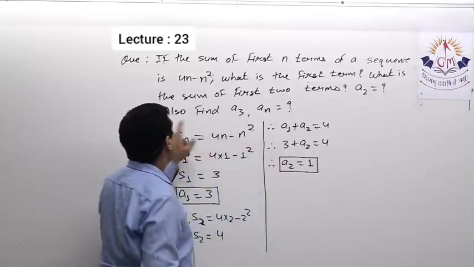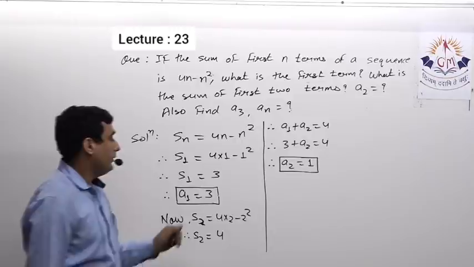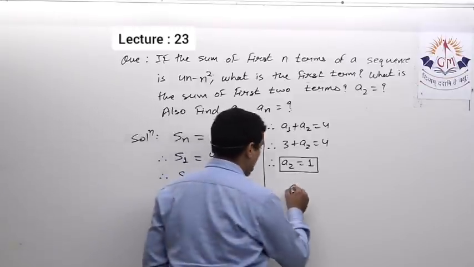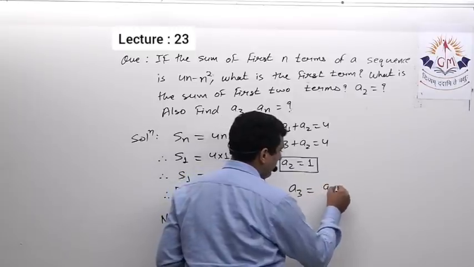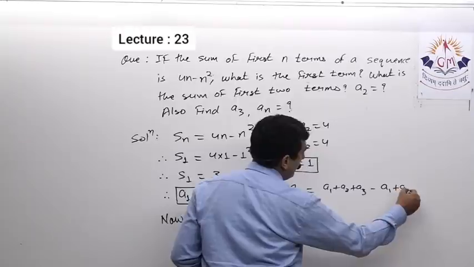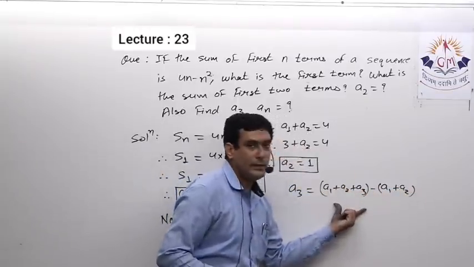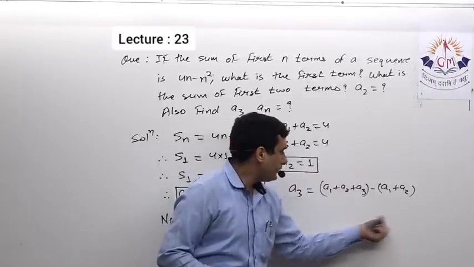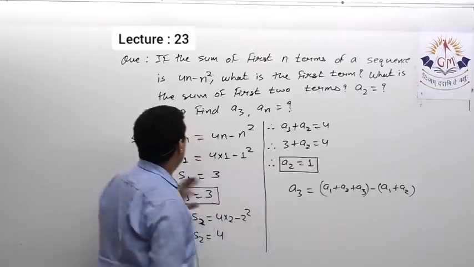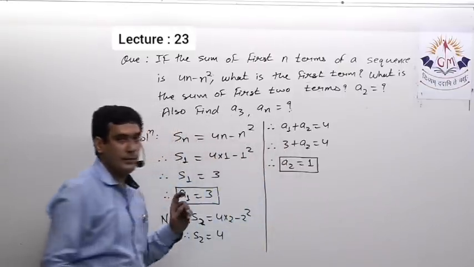Now further they are asking A3. Now, how to find A3? To get A3, can I say A3 is equal to S3 minus S2, that is A1 plus A2 plus A3 minus A1 plus A2? That means the sum of the first three terms minus the sum of the first two terms gives me the third term. So this is one way by which I find the third term.